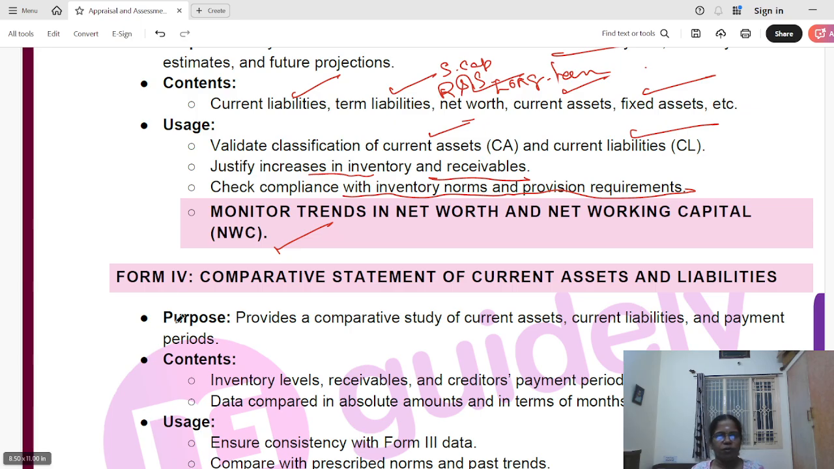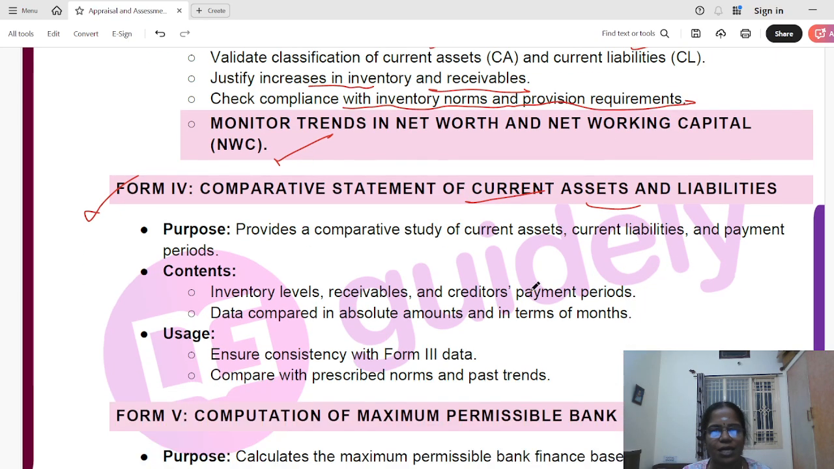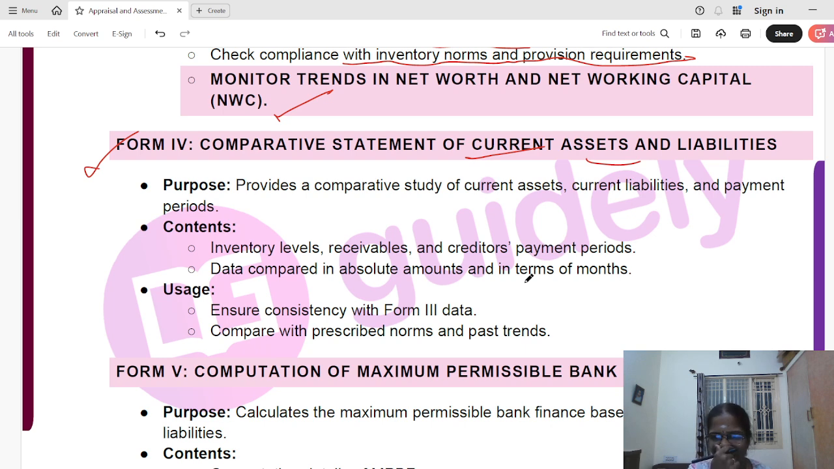If it is positive, then they can avail the loan, they can provide the loan facilities, they can become a borrower. Form 4, comparative statement of current assets as well as current liability, which provides the comparative study of the current assets and current liability and payment credit. They have to prepare the working capital statement. There they can calculate the comparison of current asset as well as current liability. The content: inventory, receivables, creditors, payment period, data compared in absolute amount and in terms of months.